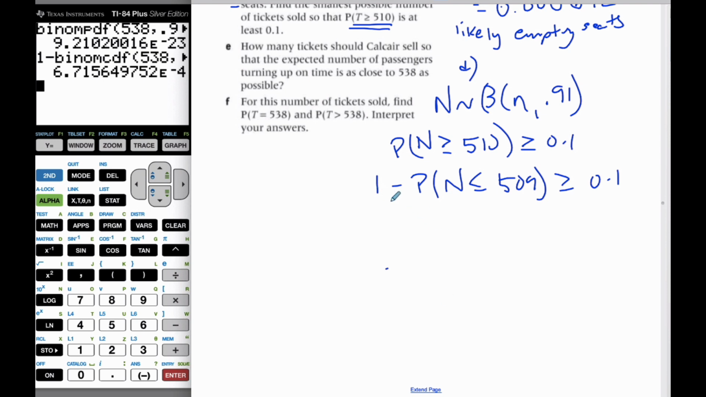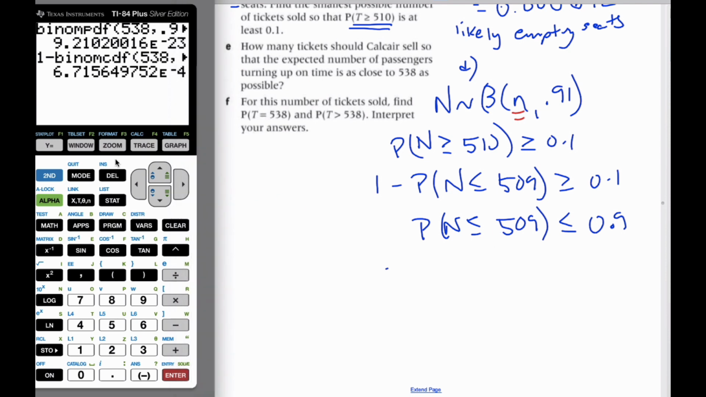If I do some algebra here, I subtract the 1 and divide by the negative, I can say the probability n is less than or equal to 509 is less than or equal to 0.9, because when I divide by the negative, I have to switch the sign. And so I am looking for the n value for this to be true.